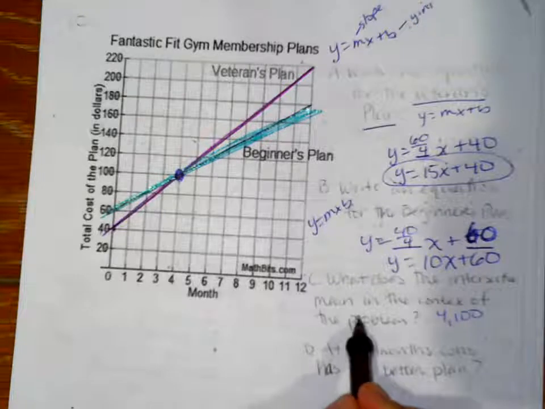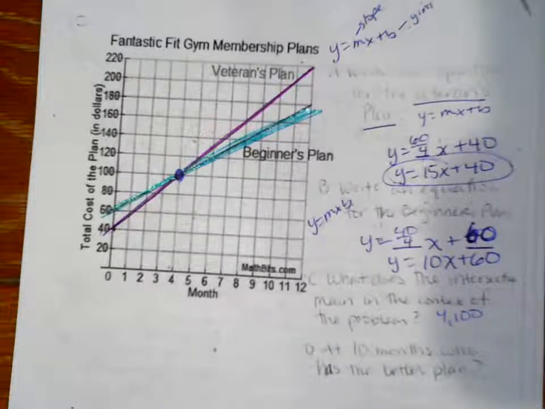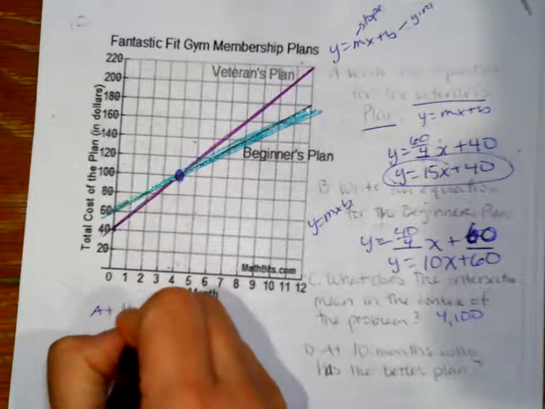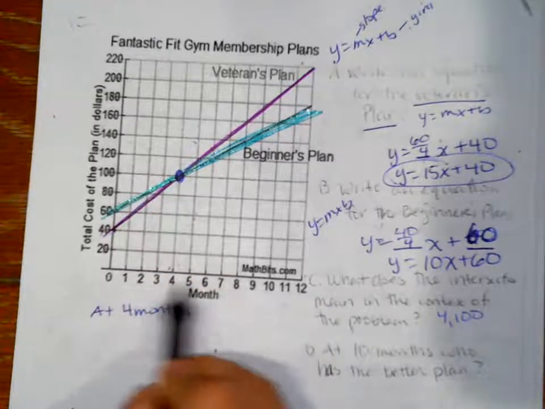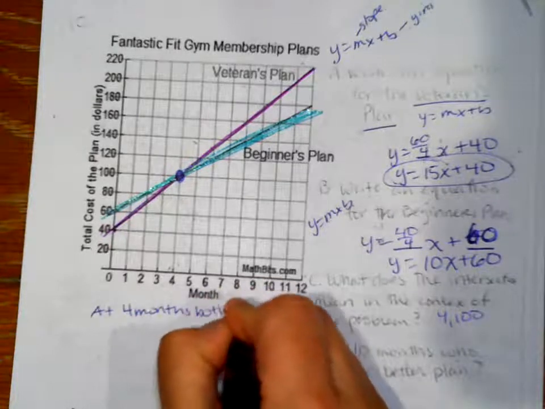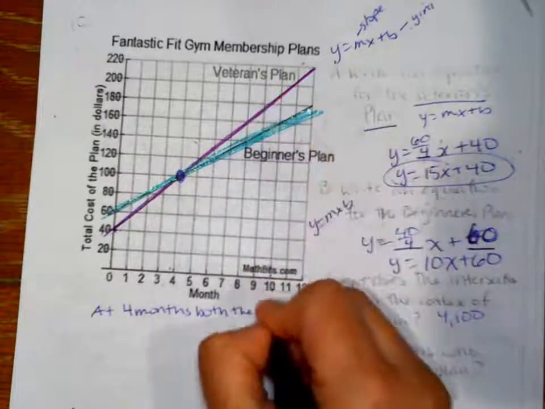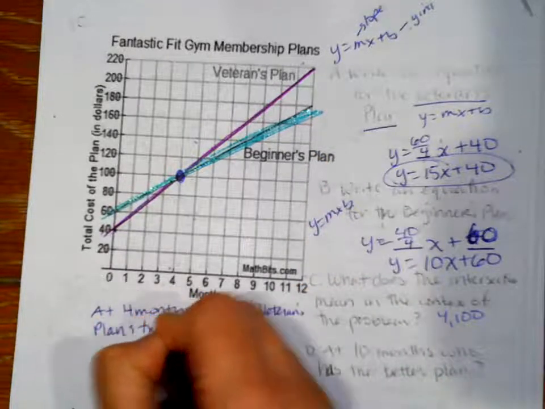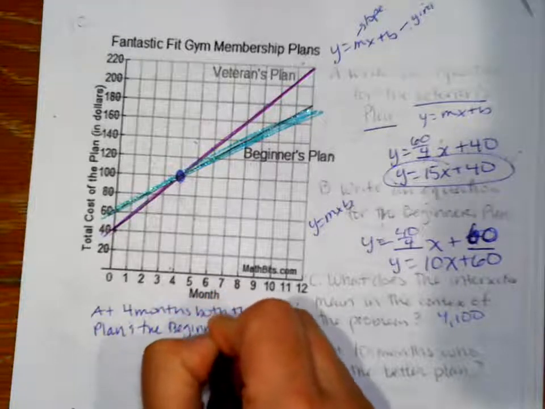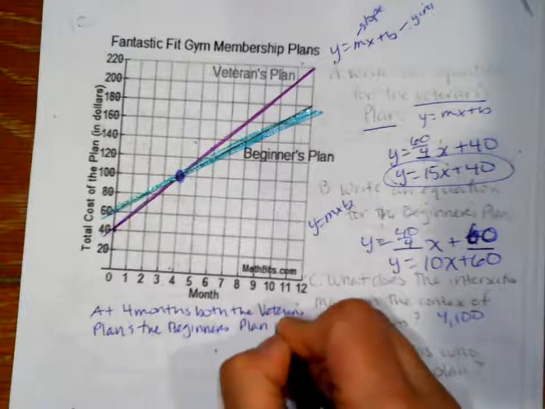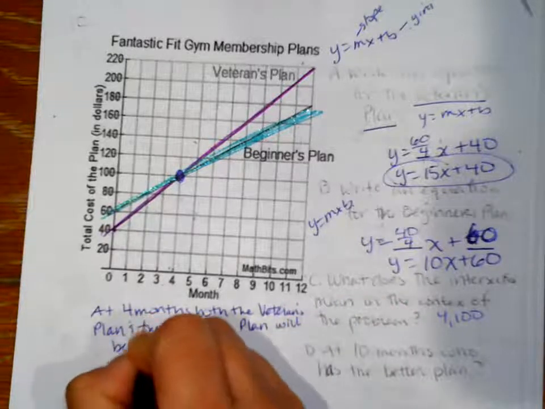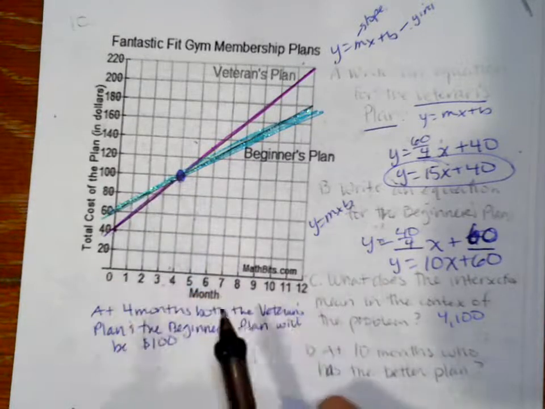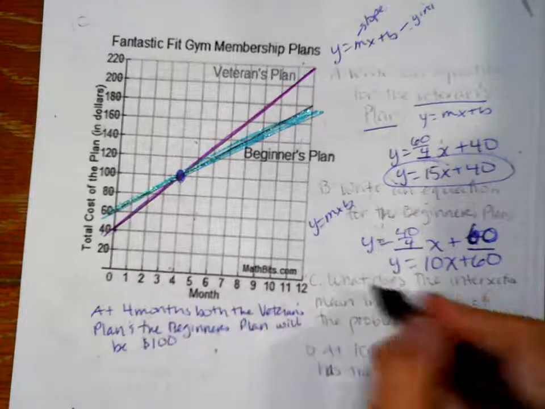So a correct answer for this, if you were to write it in a complete sentence, you would need to come up with something like at 4 months, because this is in months, both the veterans plan and the beginner's plan will be $100. At 4 months, it's $100. Okay, so that's a complete answer for C.